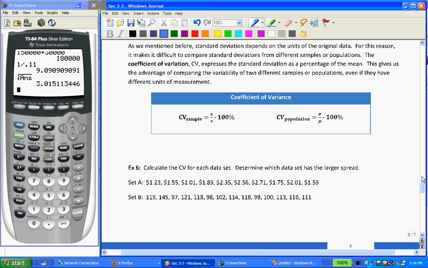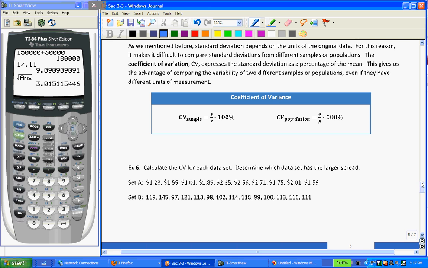I mentioned before, standard deviation depends on the units of the original data. And for this reason, it makes it hard to compare standard deviations from different samples or populations. So if one sample is measured in inches, but another sample is measured in feet, or not necessarily both linear measurements, but maybe one is inches and maybe something else is cups, and we're interested in how they vary, we can't compare that. That's not comparing apples to apples. What the coefficient of variation does is it makes the standard deviation a percentage of the mean, and then we don't have to worry about units anymore. So we're able to compare two samples even if they're very, very different.